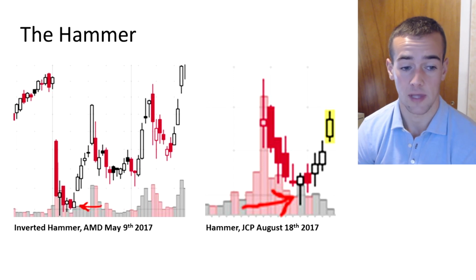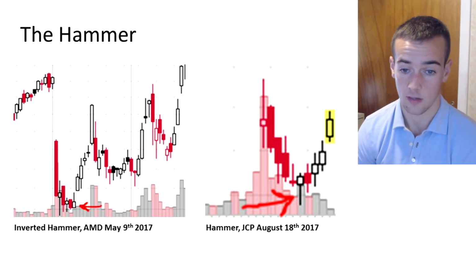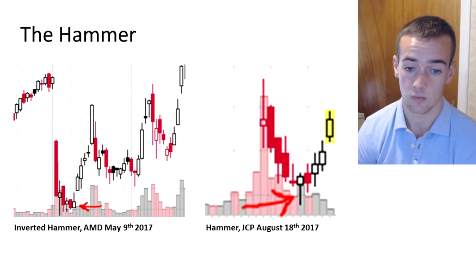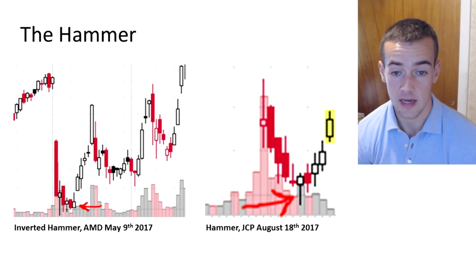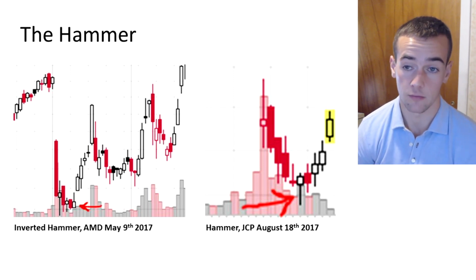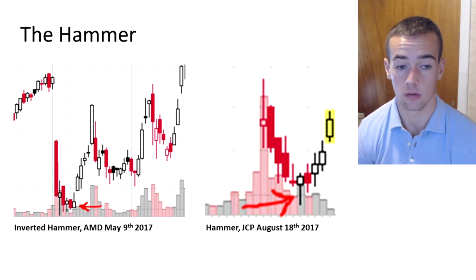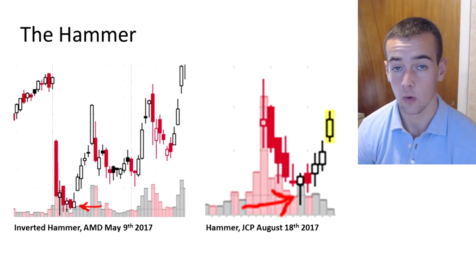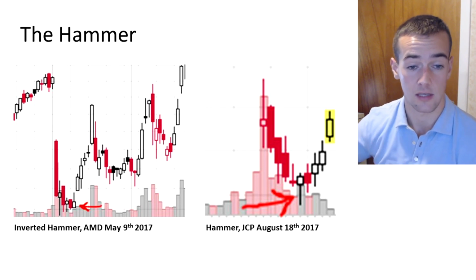So that hammer there with AMD was an inverted hammer, and then if you look to the right here, we have a hammer on JCPenney stock. This was back on August 18th of 2017. So this was after multiple days down. You see that hammer forming there, and that indicated the bottom of that trend. So this is a great one to look for. It's called the hammer or the inverted hammer, and this is a sign of a trend reversal or the bottom of a downtrend in most cases.